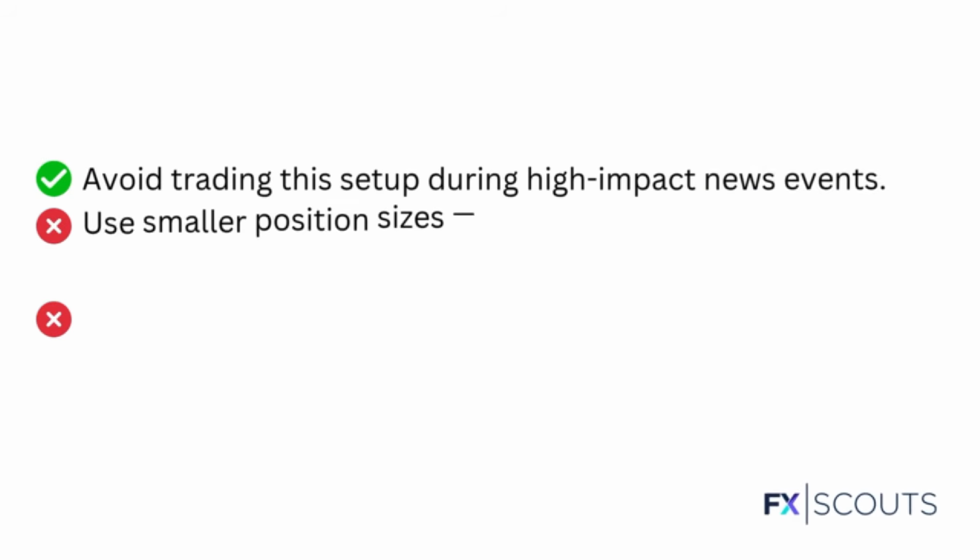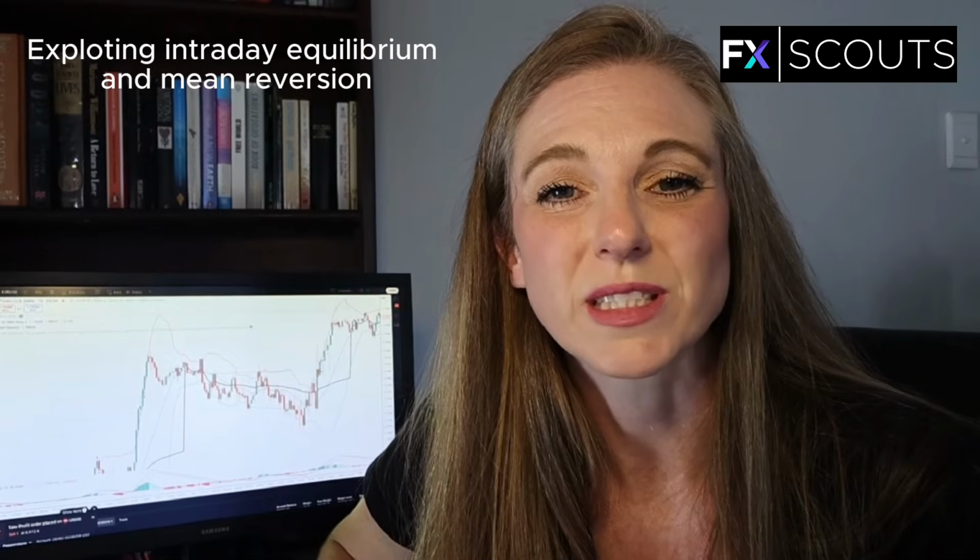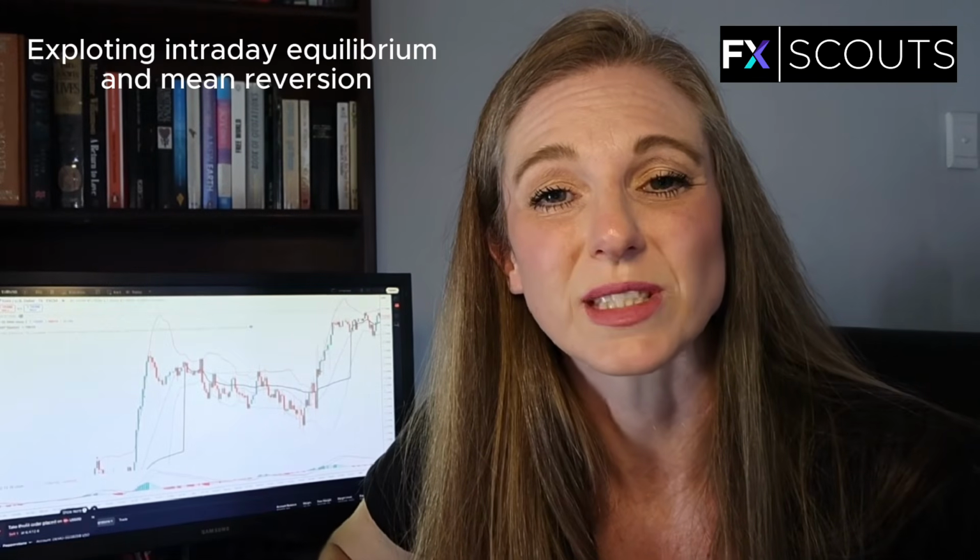So it's quite a simple setup, but you do need to ensure that it is indeed a mean reversion day. So here are a few key tips with trading mean reversions. Number 1, avoid trading the setup during high impact news events. Obviously, VWAP could break decisively in one direction. Number 2, use small position sizes. The R multiple is usually smaller than on trending days. And number 3, don't chase. Wait for the price to overextend and then fade it with patience. This type of trading doesn't often yield huge winners, but if executed properly, it has quite a high win rate. It's all about exploiting intraday equilibrium and mean reversion tendencies.